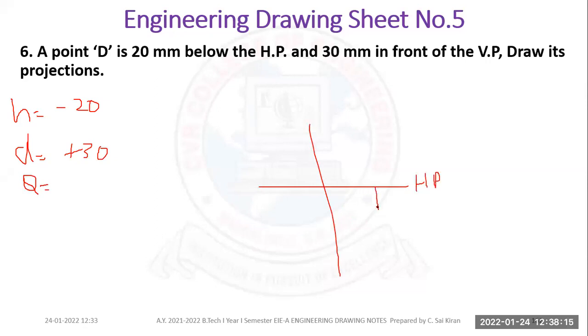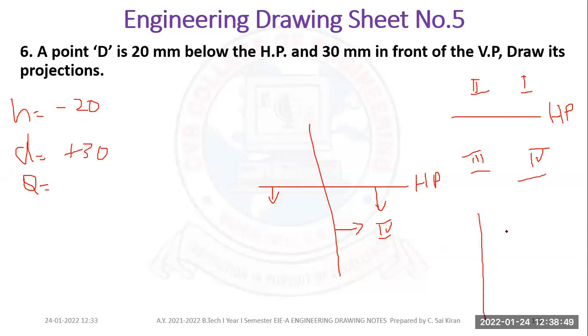HP is below H. Below HP, there are two possibilities: either it can be third quadrant or fourth quadrant. But D is positive. So whenever it is in front of the vertical plane, it is the fourth quadrant. Whenever it is above the HP, there are two possibilities, either the first quadrant or second quadrant. Whenever it is below the HP, there are two possibilities: third quadrant or fourth quadrant.